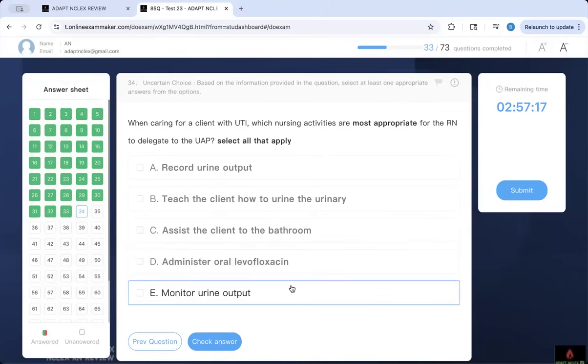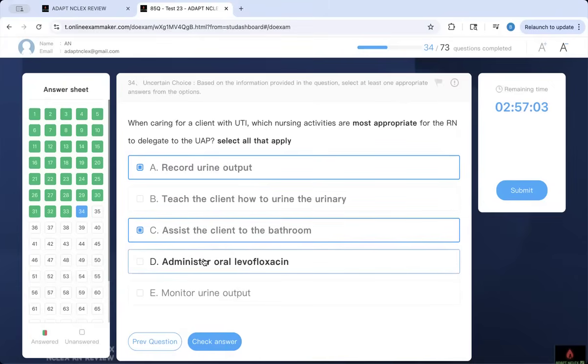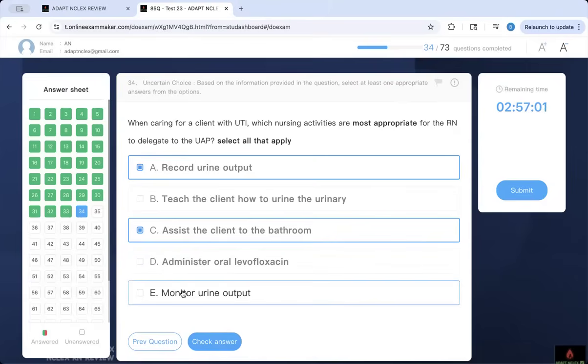Which one can the UAP do? Remember, ADL and anything that does not require taking. They can record urine output. They cannot teach. They can assist the client to the bathroom. They cannot give medication. They cannot monitor urine output. It has to be monitored by what? LPN.